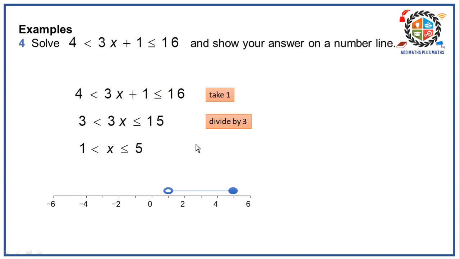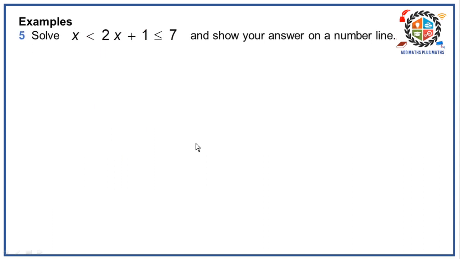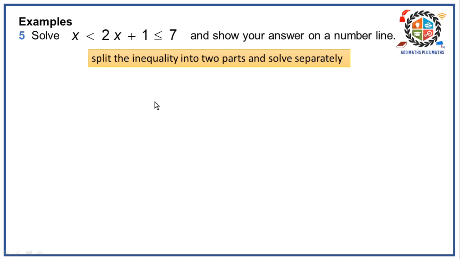Okay, next. Example number 5, and this will be our last example. 2x plus 1 is greater than x, and 2x plus 1 is less than or equal to 7. Show your answer on a number line. Okay, in this case, I need to separate the two inequalities and solve them separately.